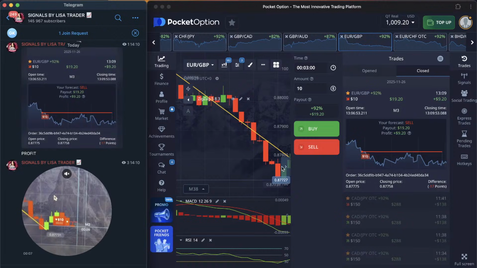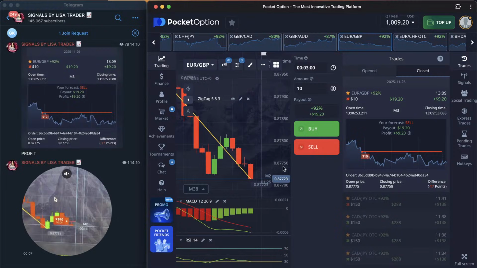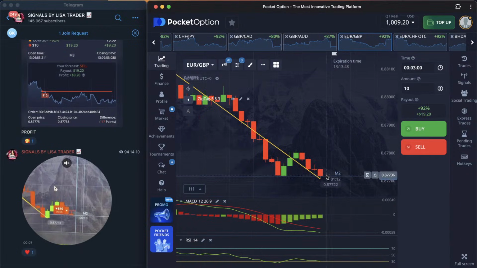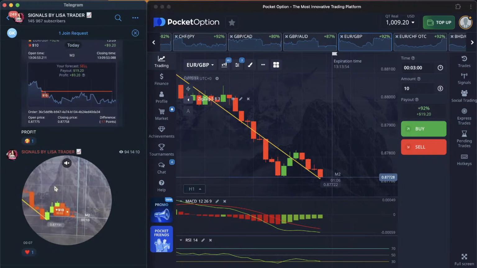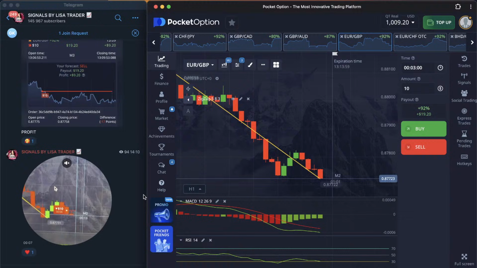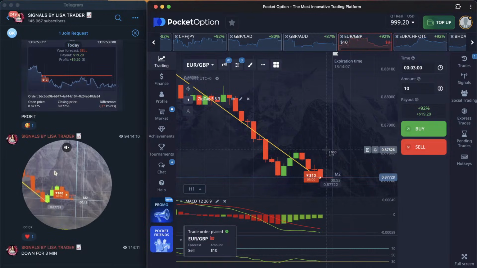So, wait a second. Here we can see it reached the previous support level, but now it already broke it, so we can open a trade here in the downward direction also. But let's wait a little bit to see if it will break it more confidently. Okay, yeah, we can see that. Perfect. We open a trade here.